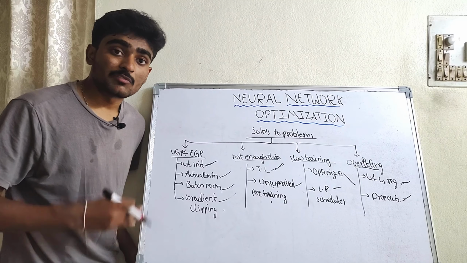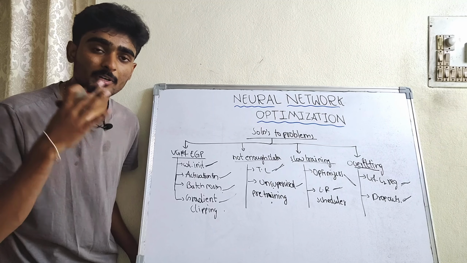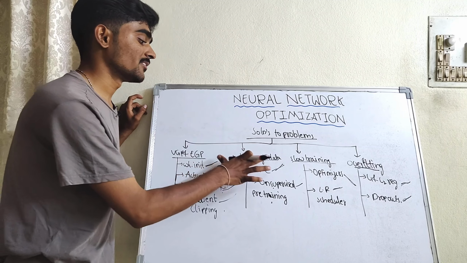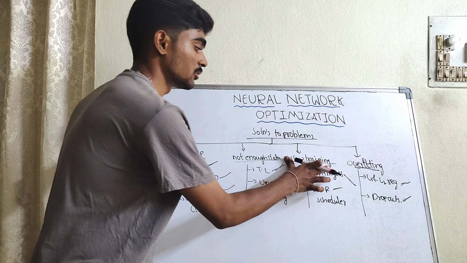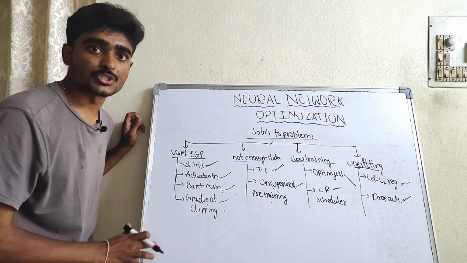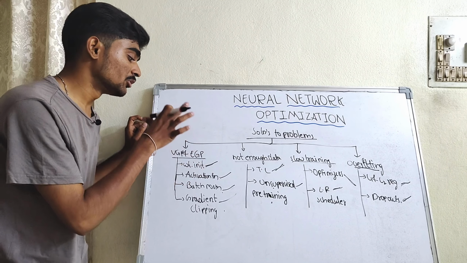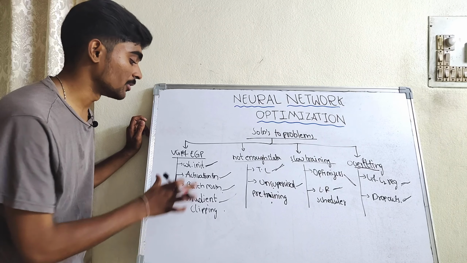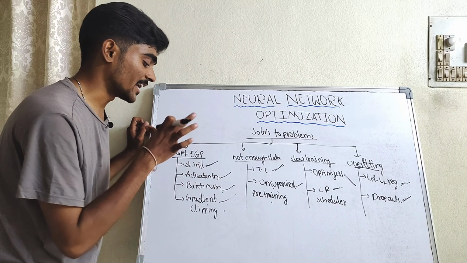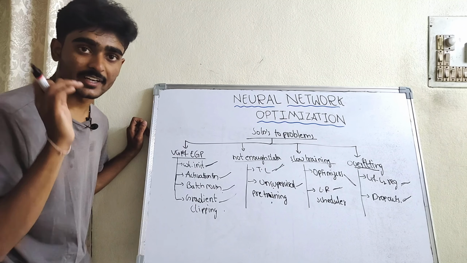We have discussed the four basic problems that we face during neural network training in the previous section of the video. First is the vanishing and exploding gradient problem, second is not enough data, third is slow training, and fourth is overfitting. These are the corresponding solutions to those problems. To solve the vanishing and exploding gradient problem, the first solution is proper weight initialization, second is activation functions, third is batch normalization, and fourth is gradient clipping.